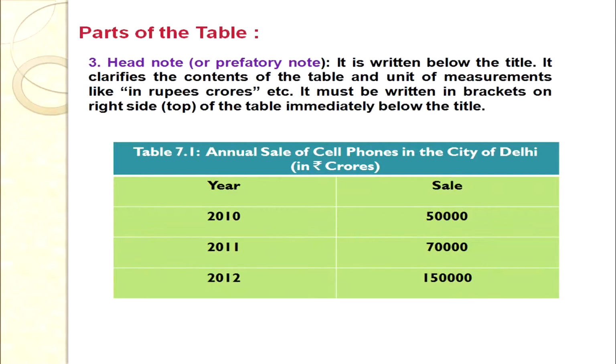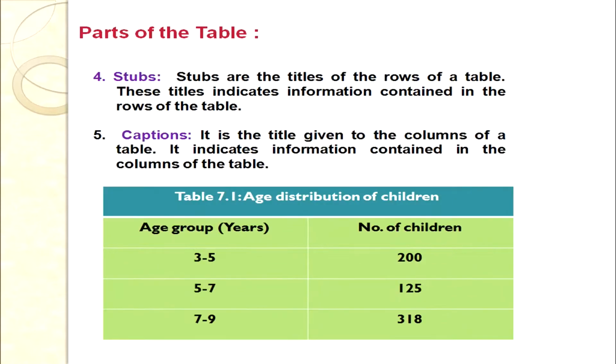After this, we are going to discuss stubs. What are stubs? In this particular example, the stub is age group in brackets years. So, we can often refer to it as row headings. Stubs are the titles of the rows of a table. These titles indicate information contained in the rows of the table. Over here it indicates that these are the years. So, we are talking about the age group of the children.